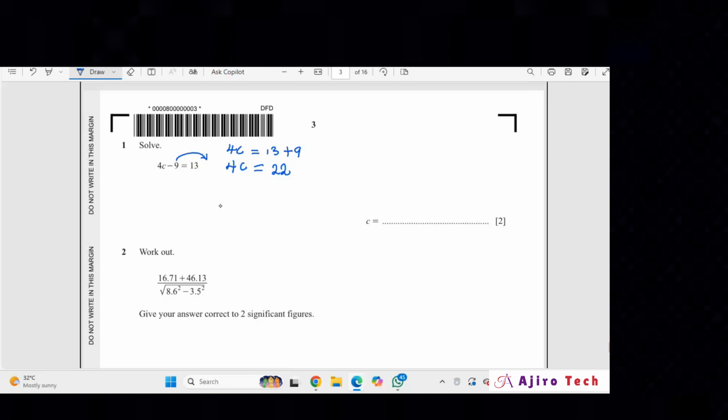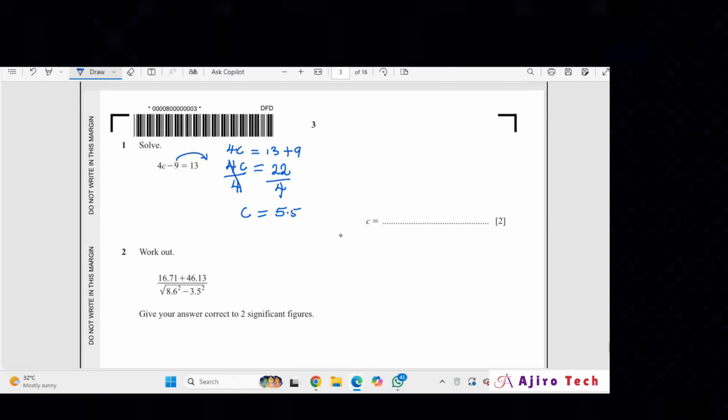From here, remember we are looking for c. So we are going to divide both sides by the coefficient of c. And what is the coefficient of c? It's 4. So we divide this side by 4, and we also divide this side by 4. This one cancels out with this. So our c will give us this: 22 divided by 4 gives us 5.5. I hope that is taken.